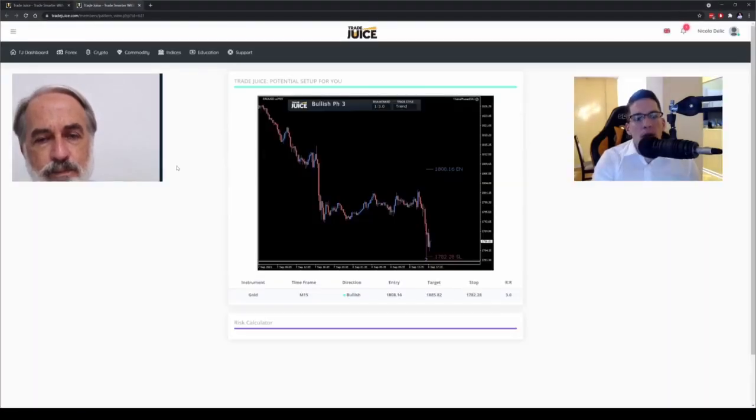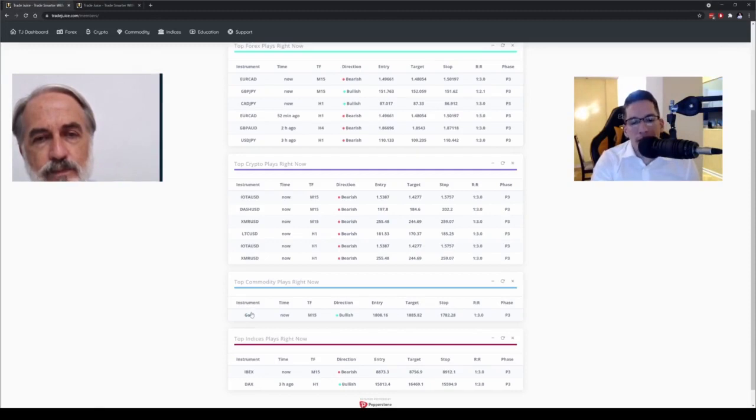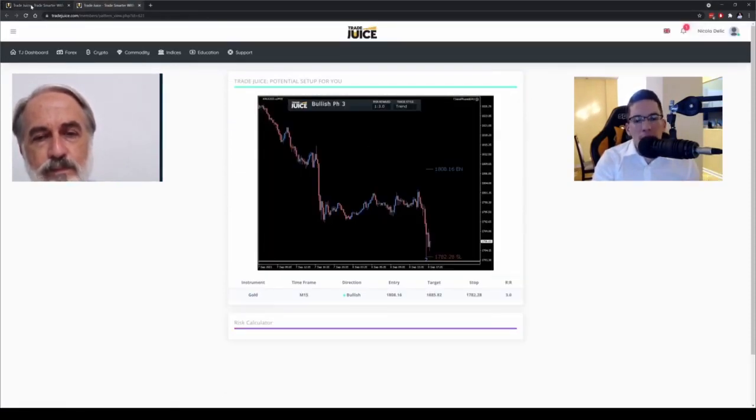I like to trade gold. And you can just click on that instrument name or any instrument name just to get the chart. You don't need the chart, but I know a lot of people like to see visually where to place the entry and stop loss. And that's why we are offering that solution as well.